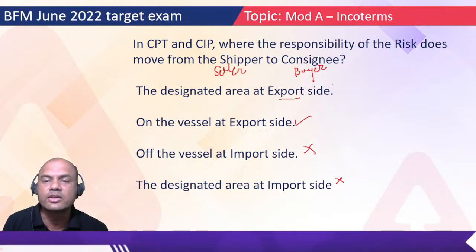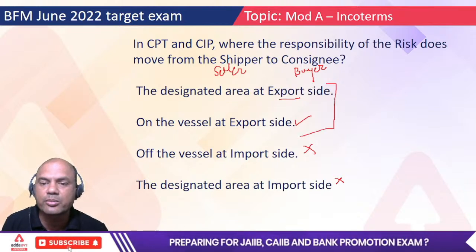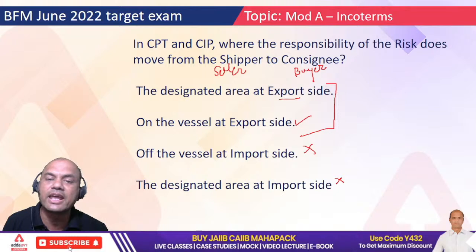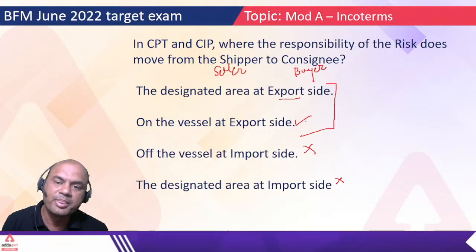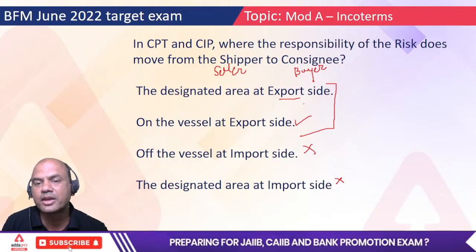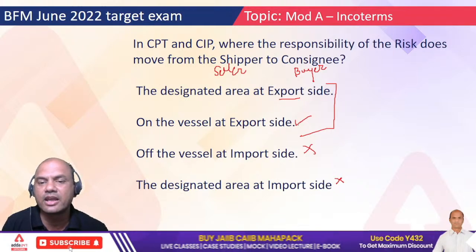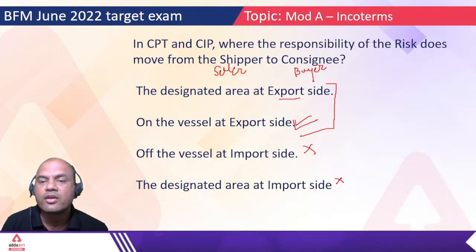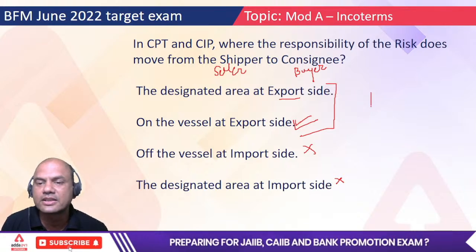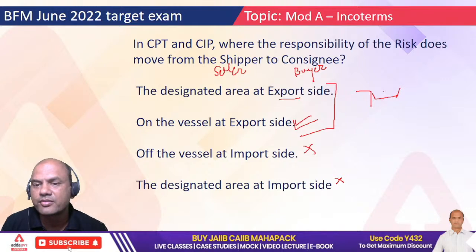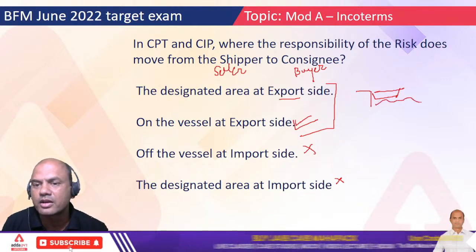So it's always on the exporter side, either A or B. Which one? Designated area at the export side or on the vessel of the export side. Type A or B fast. Yes, now the answer is correct, A, B, sorry. When the goods are loaded, let's say this is the terminal or port. There is a ship over here. There is water.